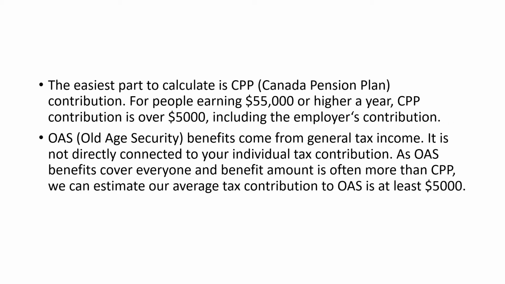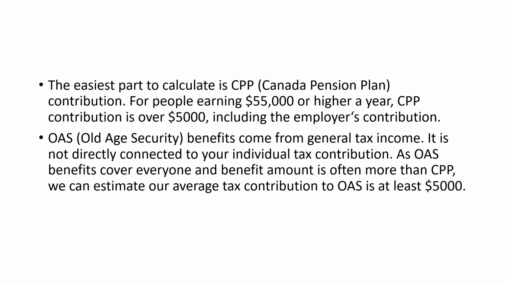The easiest part to calculate is the CPP contribution. For people earning $55,000 or higher a year, the CPP contribution is over $5,000, including the employer's contribution.